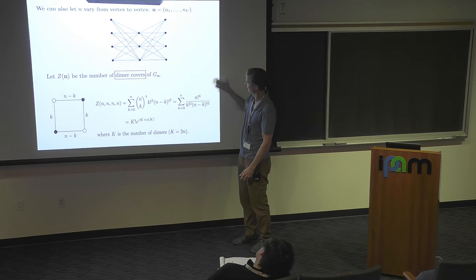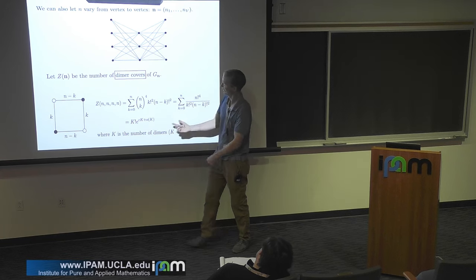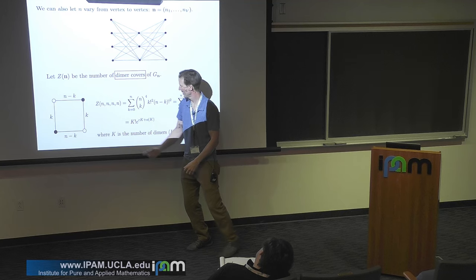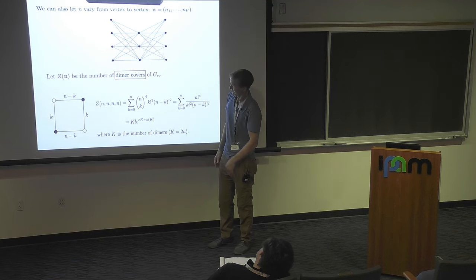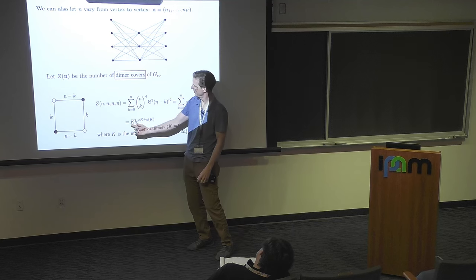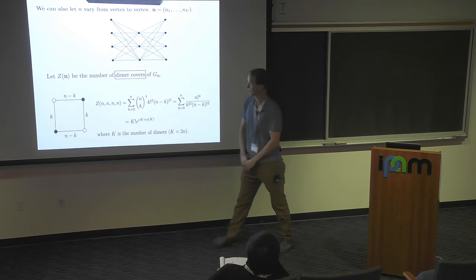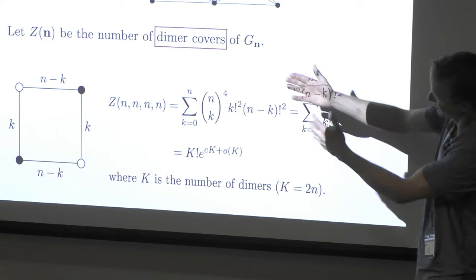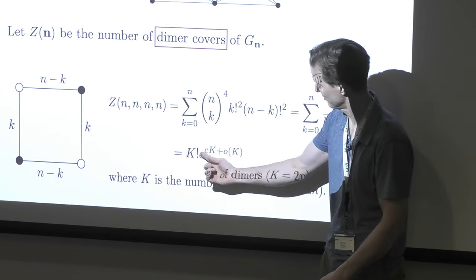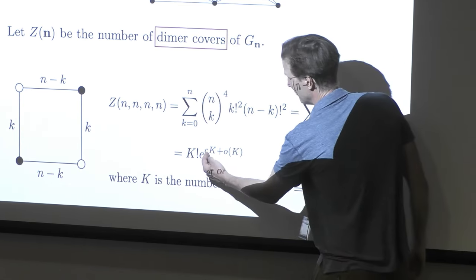And you can see that the central term is the largest, and by analyzing that, you find the growth rate of this thing is, if you let capital K be the number of dimers in any given dimer cover, in this case K is 2 times N, then the partition function is just K factorial times some exponential growth rate, e to the C times K, plus lower order terms. And this is true not just for this graph, but in general, as you'll see, there's always this K factorial where K is the number of dimers, and then there's this exponential growth rate, and the quantity C is the interesting thing that we care about.